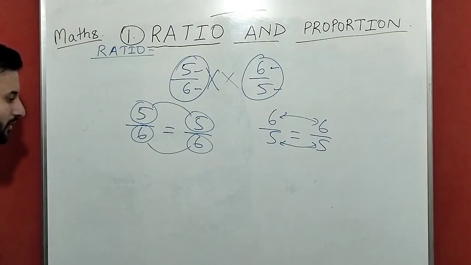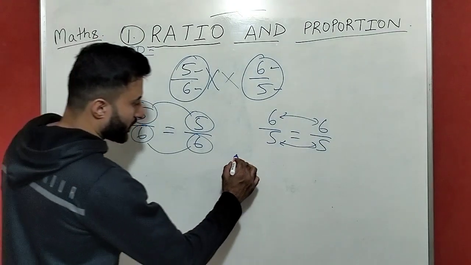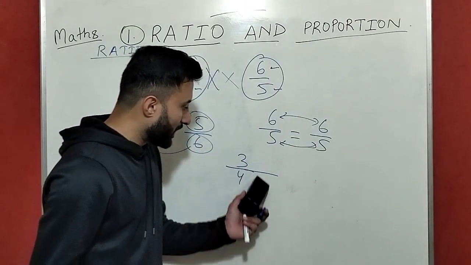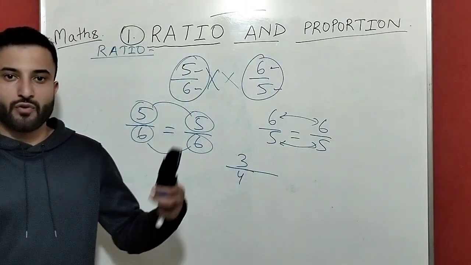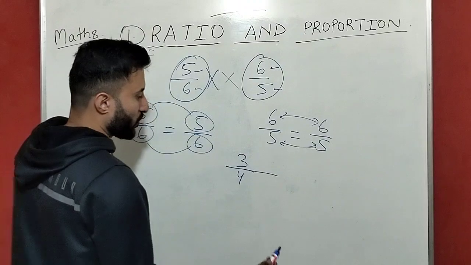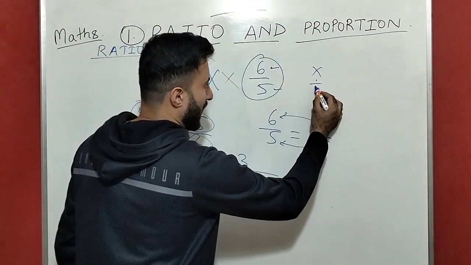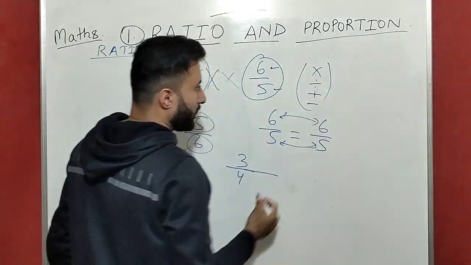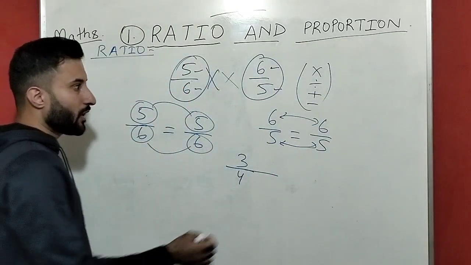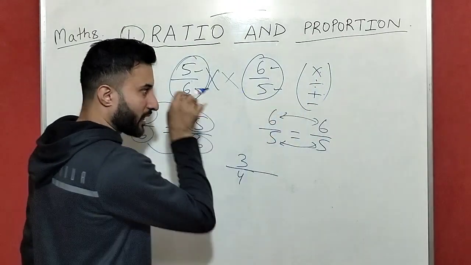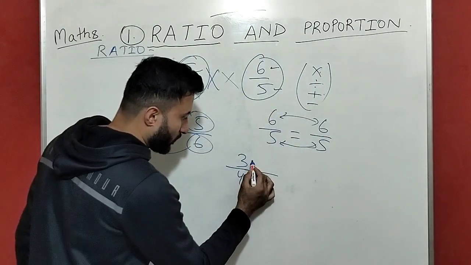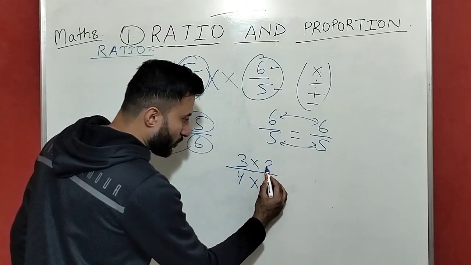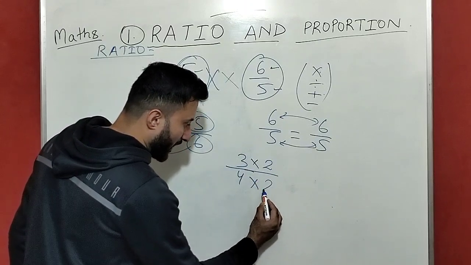Okay. And the other important thing in ratio: suppose we have the ratio 3 by 4. If you want to multiply, add, divide, subtract, whatever you want to do, suppose I want to multiply, then whichever number I multiply in the numerator, the same number I have to multiply in the denominator.